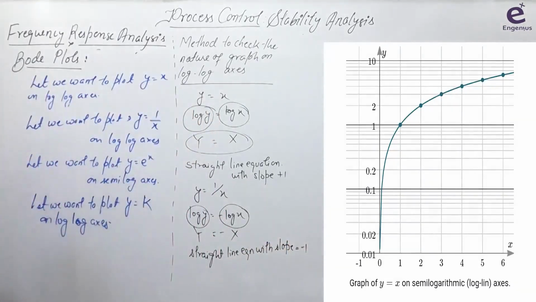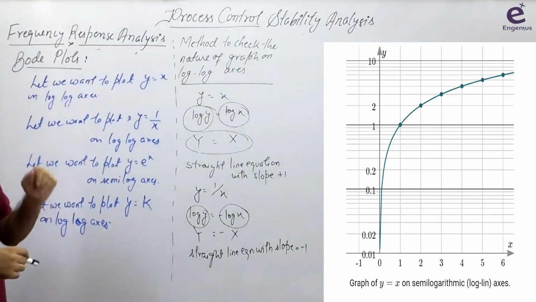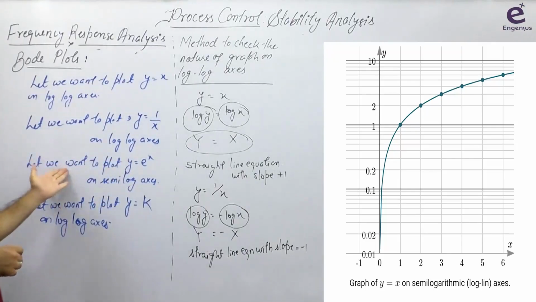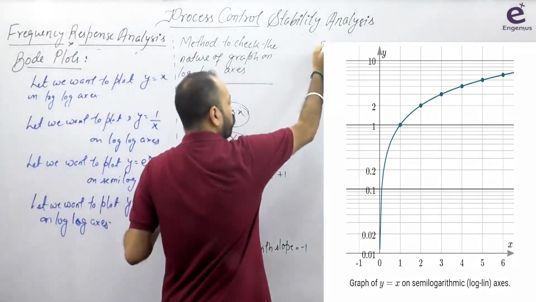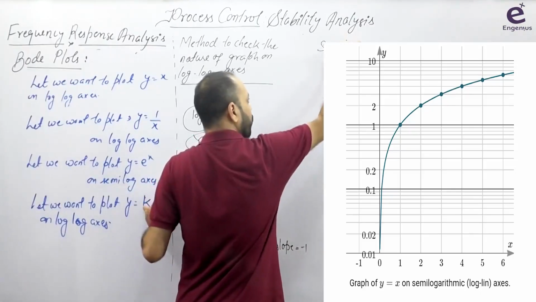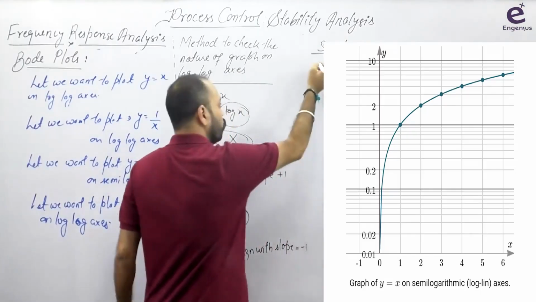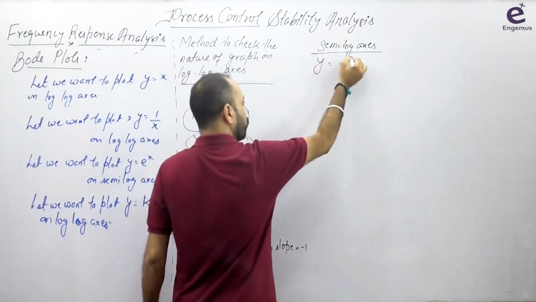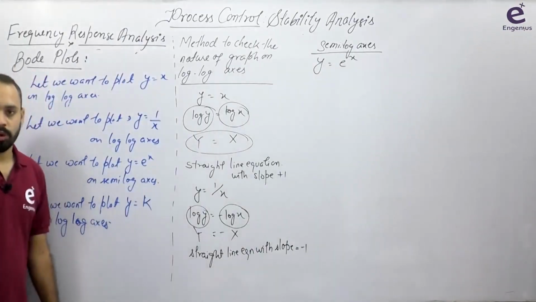Correct? This is how we can find what the nature of the graph should be on a log or semi-log plot. Suppose y is equal to e raised to the power x on semi-log axis. If you want to find the nature of an equation on semi-log axis, let's see how we can do this. On the semi-log axis, I have to find y is equal to e raised to the power x.